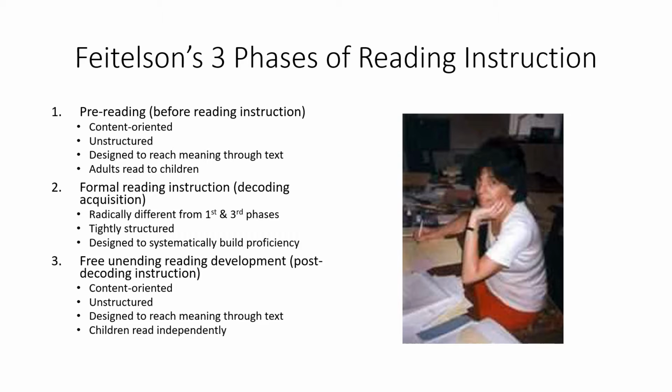Phase 1, which we looked at last week, was pre-reading. This is what takes place before the onset of formal reading instruction. It's content-oriented and unstructured, meaning that it can focus a lot on the child's individual interests. It's designed to reach meaning through text. And the real hallmark of this phase is that the adults are the ones who do the actual reading. The children's primary obligation is to absorb the content and to absorb the language. It's really very language focused rather than reading focused.